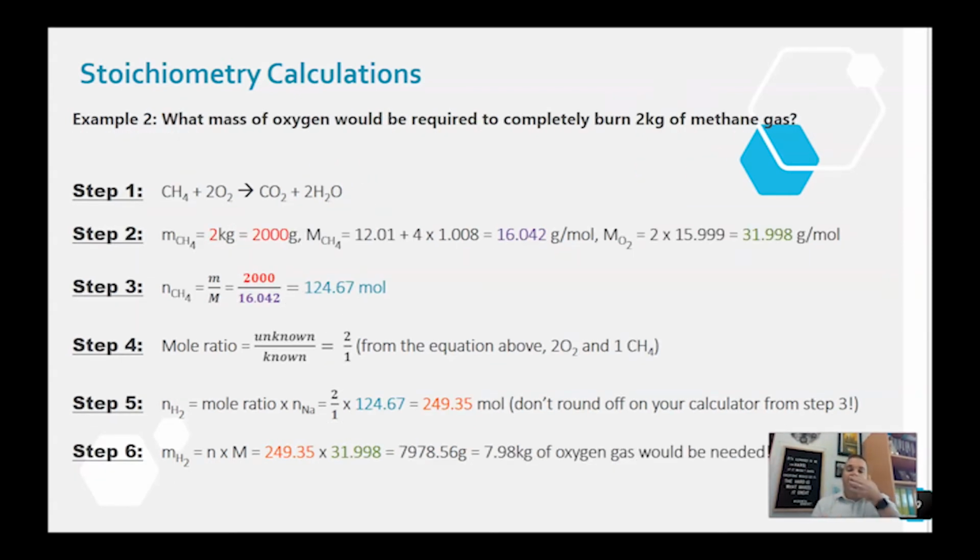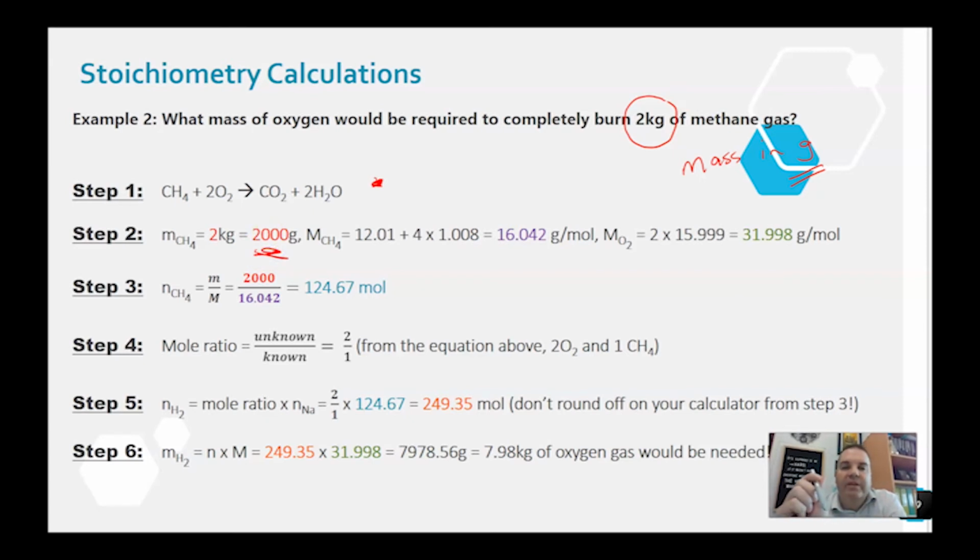Do it again. What mass of oxygen will be required to completely burn 2 kilograms of methane gas? So again, step 1, you need your balanced equation. So here's our balanced equation of methane plus oxygen to give carbon dioxide and water. Step 2 is writing down what we know. So up here, we've got 2 kilograms of methane gas. Now, anytime we've been doing these calculations, mass has been in grams. So we need to do a conversion. So 2 kilograms becomes 2,000 grams. So you've got to make sure you get your conversions right.